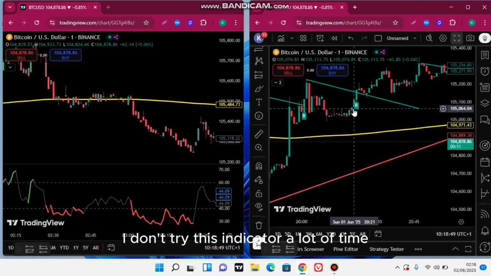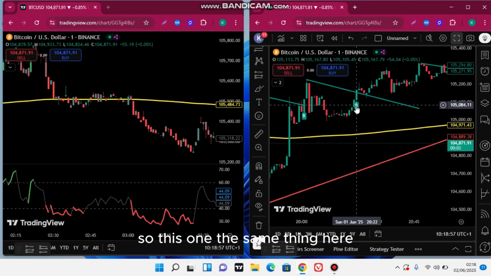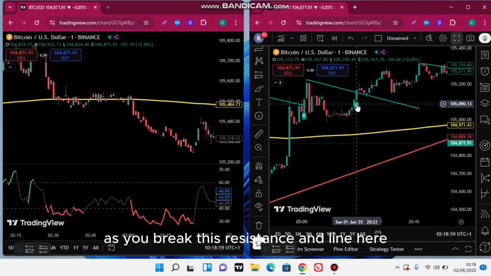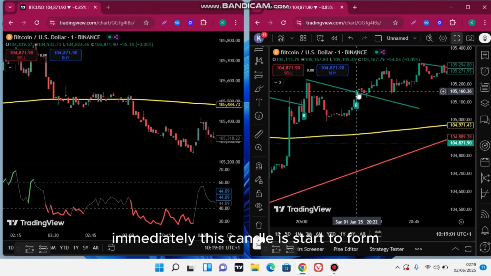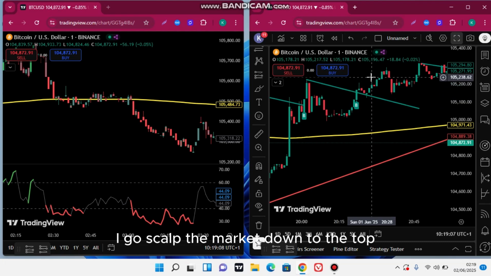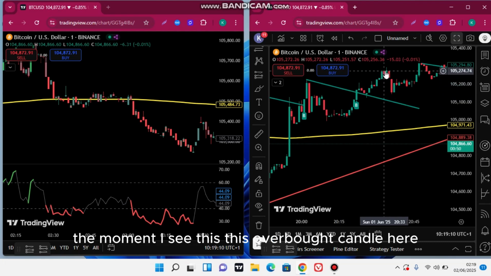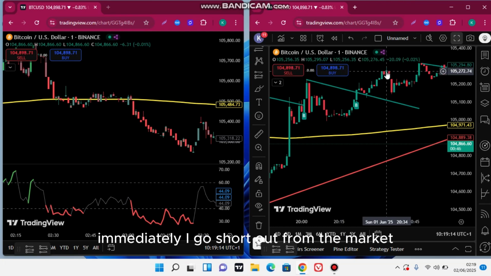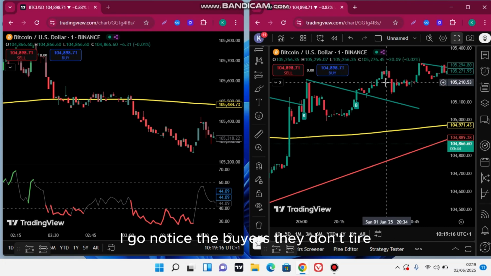Now, but for me, I don try this indicator a lot of time, so I understand how the indicator they work. It always stay very, very high accurate. So this one, the same thing here. As it break this resistance trend line here, immediately this candle they start to form, I go open my buy trade. I go scalp the market down to the top. The moment I see this overbought candle here, immediately I go short out from the market. I go not see the buyers, they don tire.